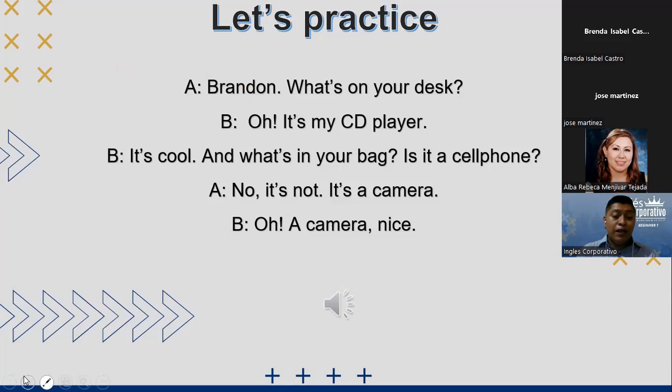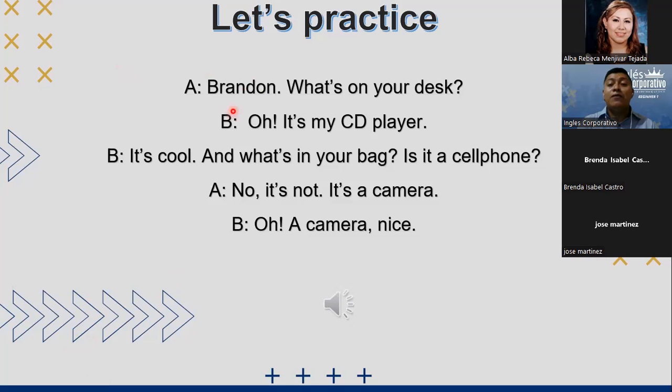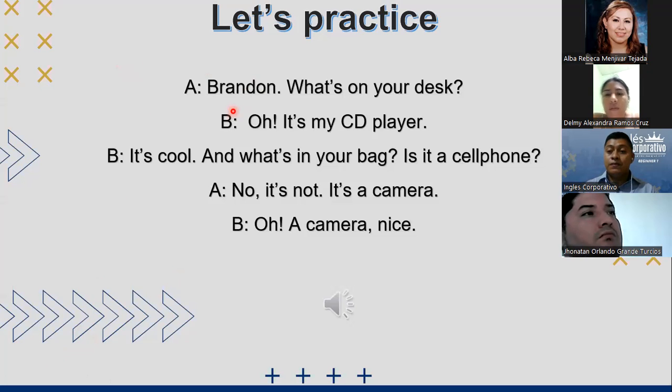Then let's go with the next. I have Steve, I have Alba, Rebecca. Any volunteer to practice with Alba? Oh, thank you so much. Tell me, Alexandra. Alba, can you please start? Okay, you are A. Thank you so much. Alba, you are A. And tell me, Alexandra, you are B. Let's start.